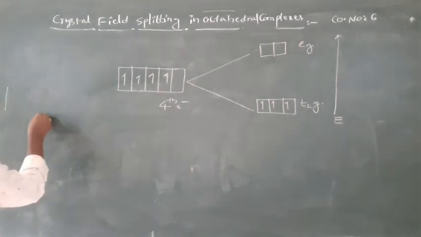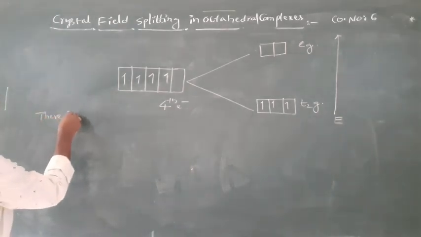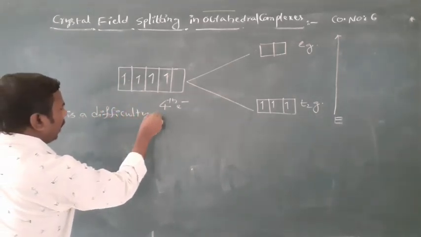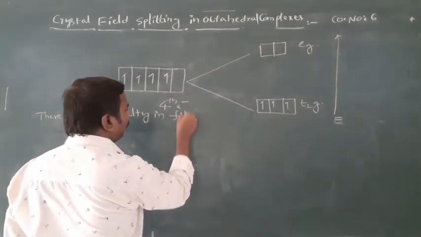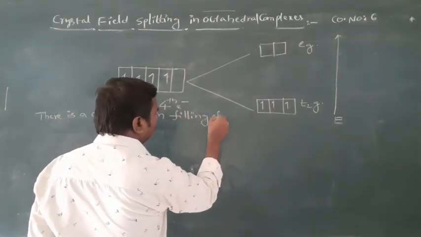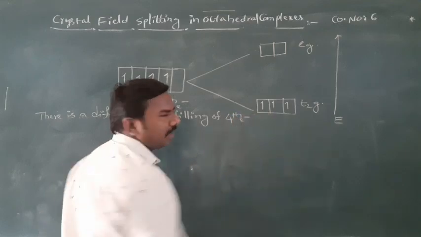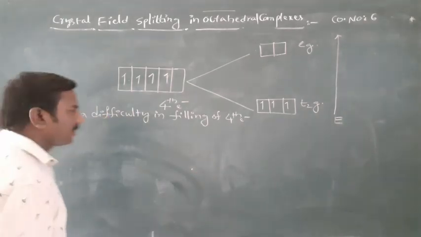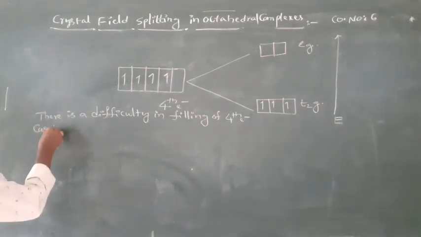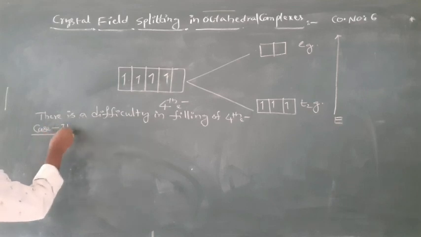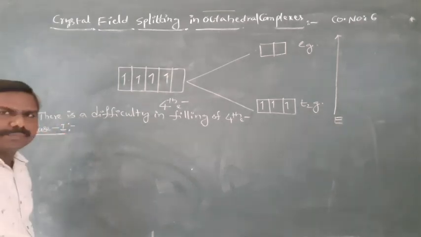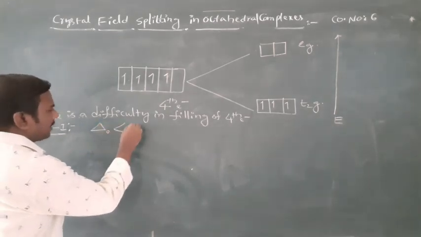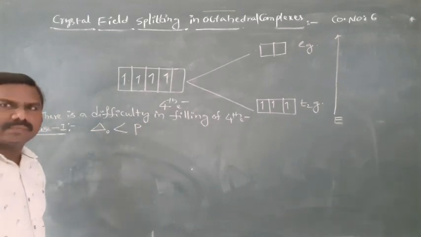So there is a difficulty in filling of the fourth electron. To overcome this, there are two options. Case 1. In the first case, splitting energy is less than the pairing energy.